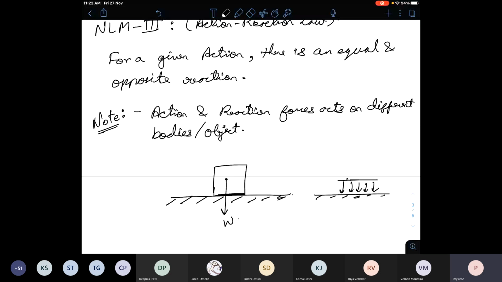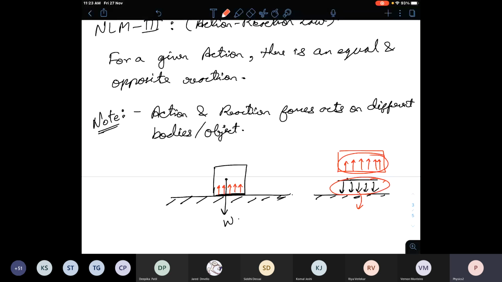If I draw, the block will be having a force like this. So these are action reaction pairs. This is action, and the reaction is on the block. So you have to be careful. You have to remember that action reaction pairs are not acting on the same body. They are always acting on different objects, different bodies.